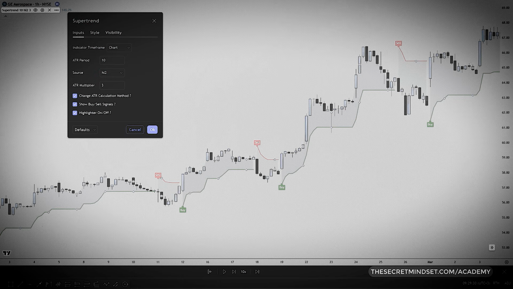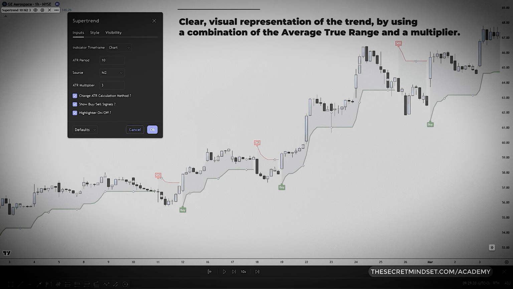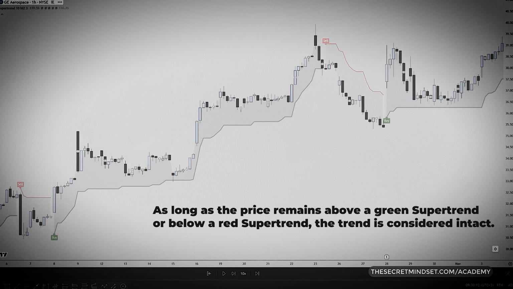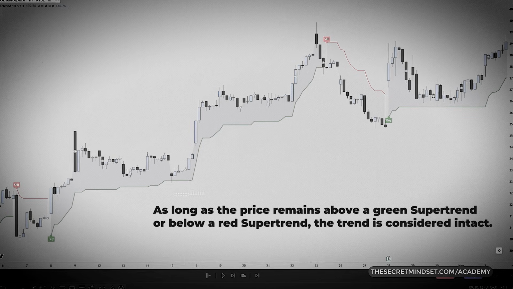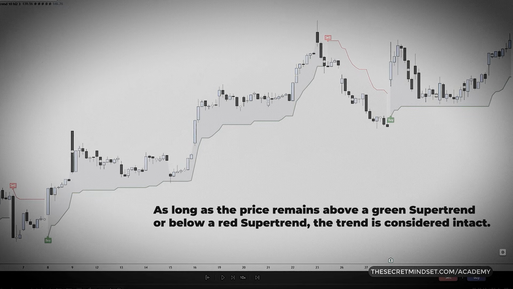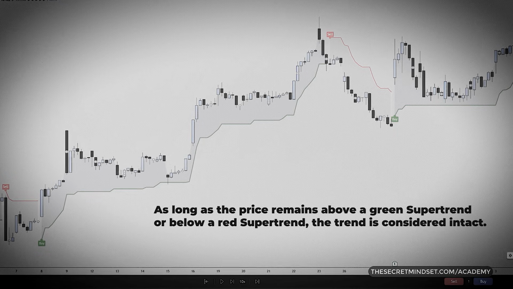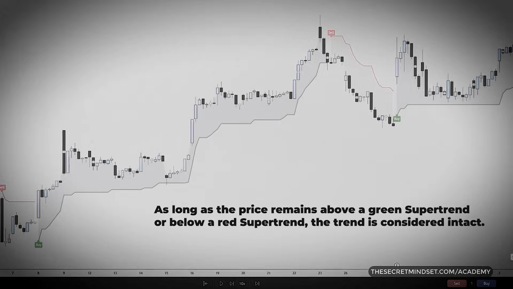I like it because it gives you a clear, visual representation of the trend by using a combination of the ATR and a multiplier. That multiplier is a way to adjust the sensitivity of the indicator. As long as the price remains above a green supertrend or below a red supertrend, the trend is considered intact. This can help you ride trends for longer, potentially increasing your profits.